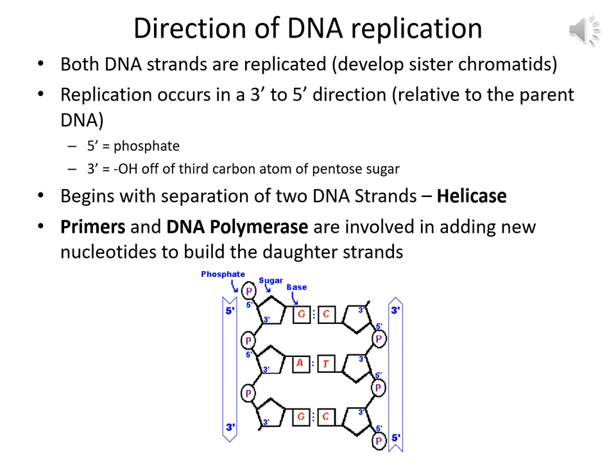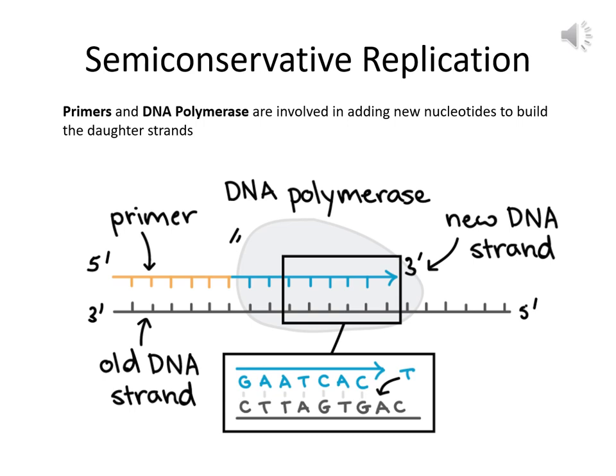So while one strand has enzymes working in one direction, on the other strand the enzymes are working in the opposite direction. To help us with this, our cells use something called primers. They attach and get the process started. Don't forget that helicase helps us unwind and break those hydrogen bonds, and DNA polymerase, along with those primers, helps us build those new strands or daughter strands. The entire process is known as semi-conservative replication.